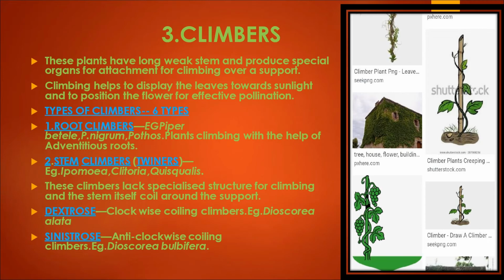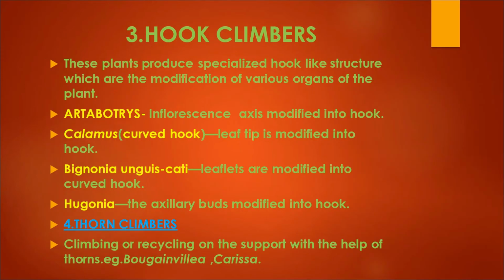This is again classified into dextrorse and sinistrorse. If the coiling of the climber is clockwise, then it is called dextrorse. If the coiling is anti-clockwise, then it is called sinistrorse. Dextrorse example Dioscorea alata. Sinistrorse example Dioscorea bulbifera. Next, hook climbers. These plants produce specialized hook-like structures which are modifications of various organs of the plant.